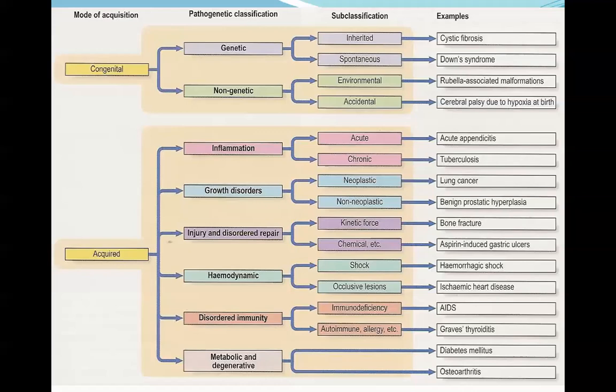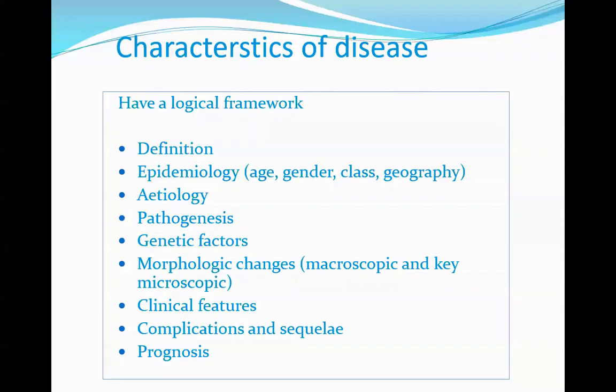Metabolic, important. In metabolic, you have diabetes, or degenerative, you have osteoarthritis. Okay, so please kindly remember this. The question can be asked from this chart. We can put one or two with other diseases and ask which type of disease.